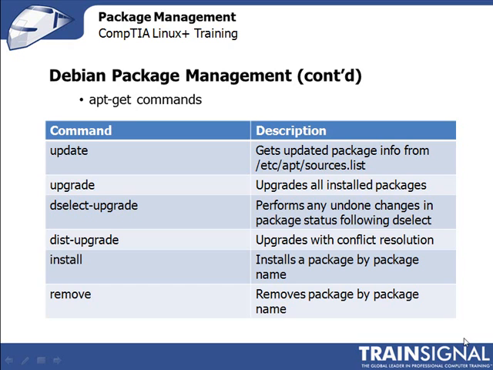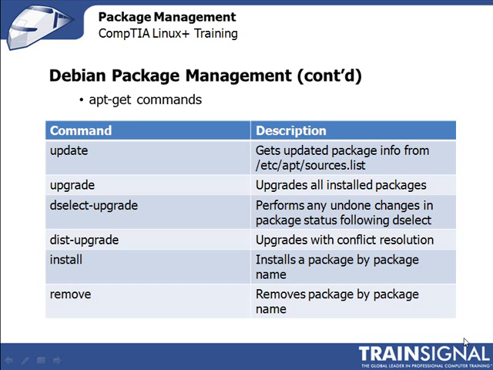The first is update. Now the apt-get tool gets its available package information from the file that's located at /etc/apt/sources.list. And the update command merely requests that information be updated. The next is upgrade, which simply goes out and installs upgrades for all the packages.